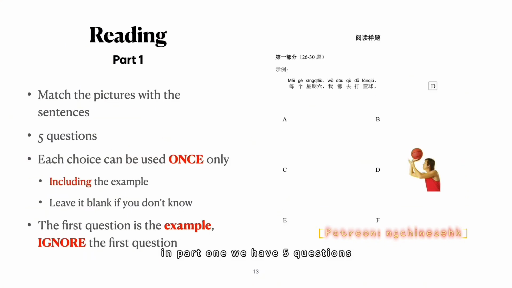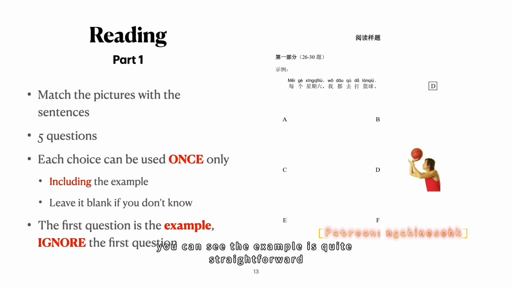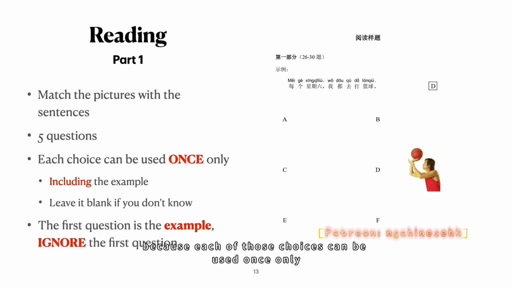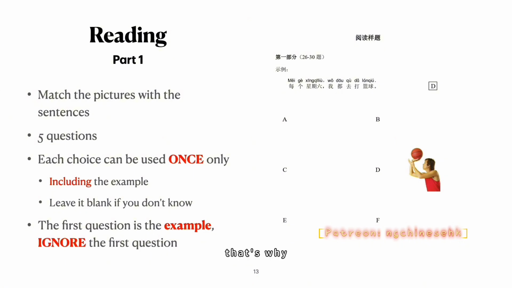In part 1, we have 5 questions and we need to match the pictures with the sentences. So here you can see the example is quite straightforward. 篮球 means basketball in Chinese. Basketball appeared in picture D because each of the choices can be used once only. That's why if the 4th picture is already picked out, for the rest of the questions, we can only pick out from A, B, C, E, F.